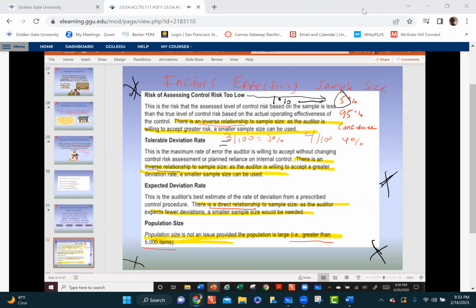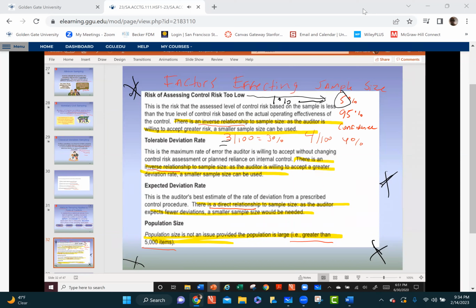I am basing this on how important I think the control is. And so what they're saying to you is, if you're trying to get that tolerable deviation rate down, that tolerable deviation rate is smaller, then you must think that control is pretty important, right? So the smaller the tolerable deviation rate, you're saying, you know what? I'm only willing to accept 1 time that this supervisor didn't sign the time card because I really think this is an important control. If that's the case, then what? You're going to have to look at a larger sample size because you believe that's a very important control.